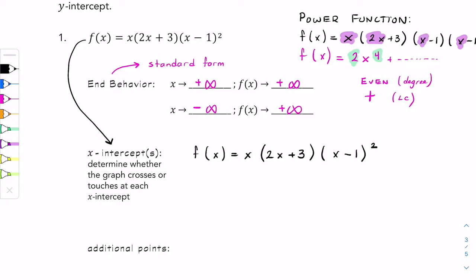So first, we're going to have a factor of x. If we set that equal to 0, we have x equals 0, which graphed on the graph is at 0, 0. The multiplicity here is 1. So we know that at this point, the graph is going to cross the x-axis.